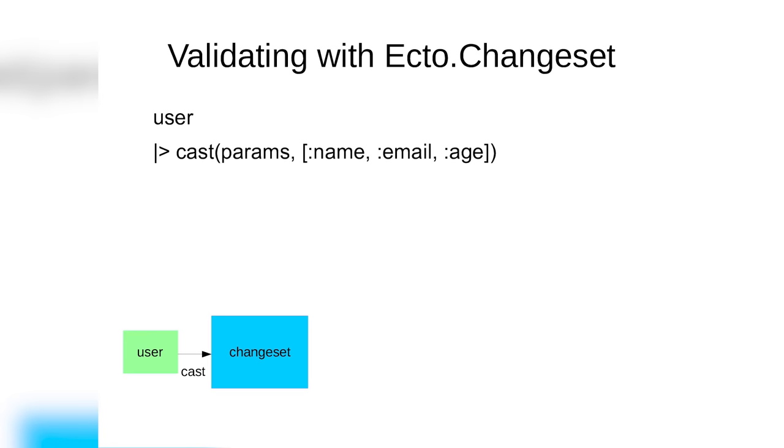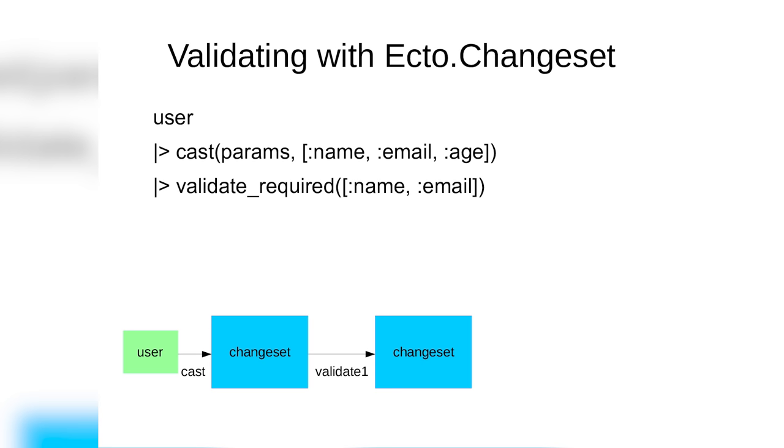So we have first validator, it checks if we have all the required fields, and it returns a change set. Next thing is validate format, which takes an email, checks if there is at in it. Of course, it's not the best way to check if this is actually an email and it is valid. However, you get the example.